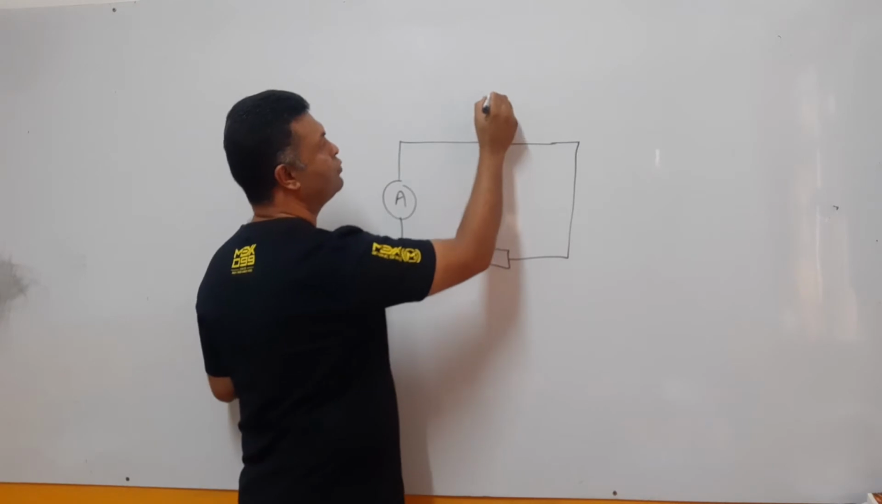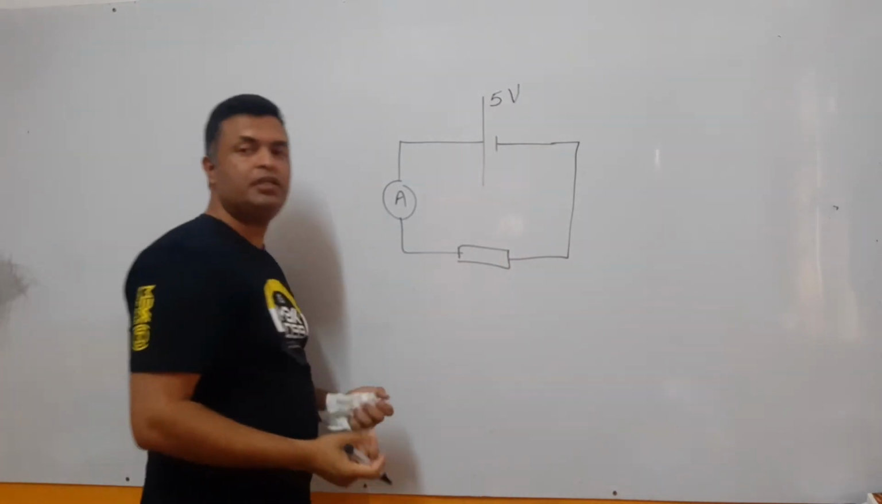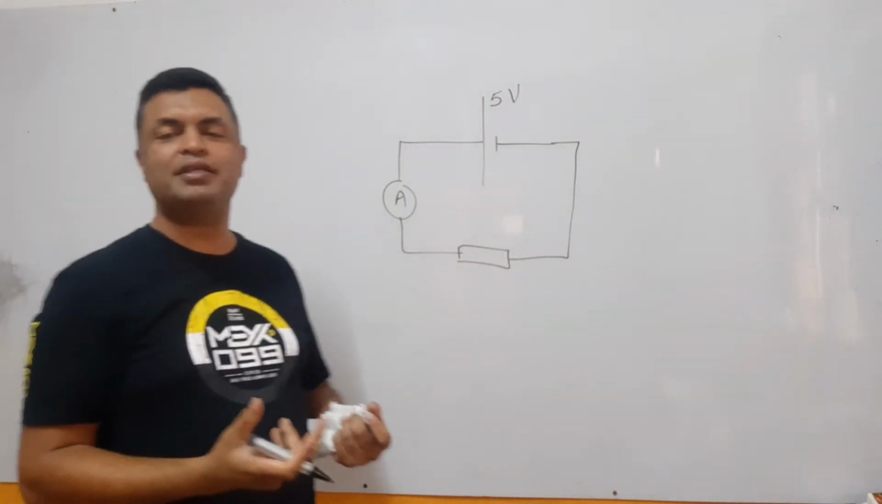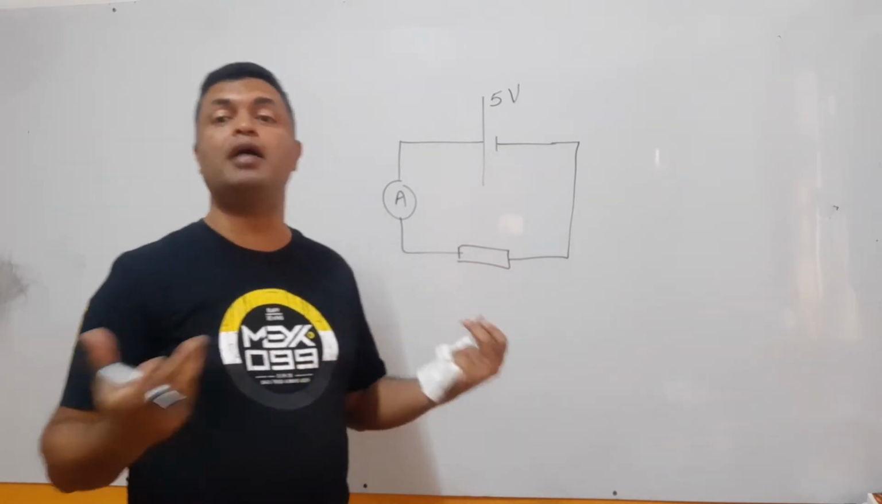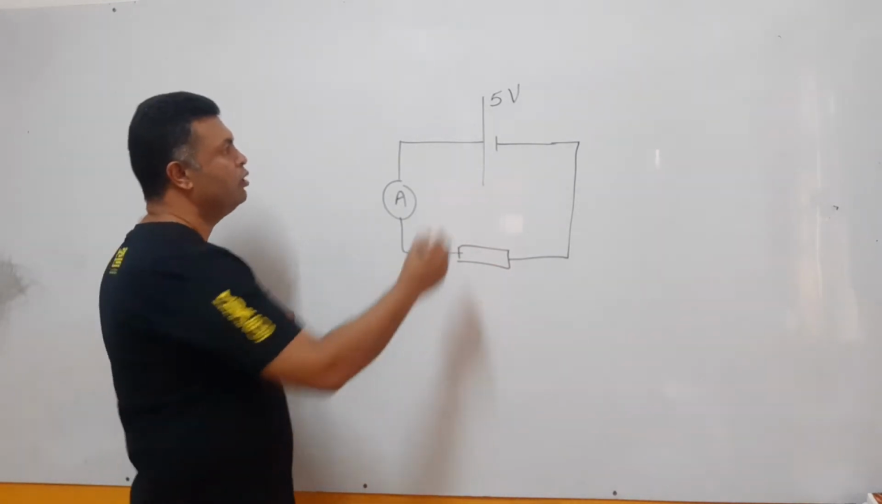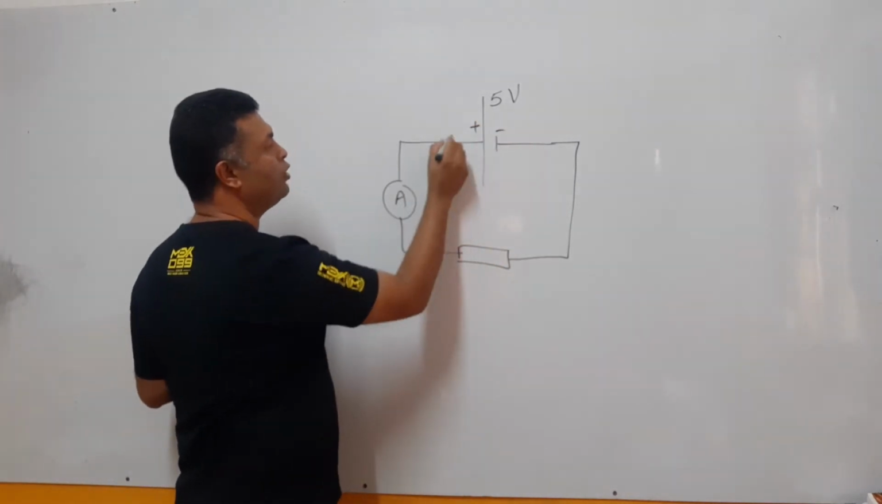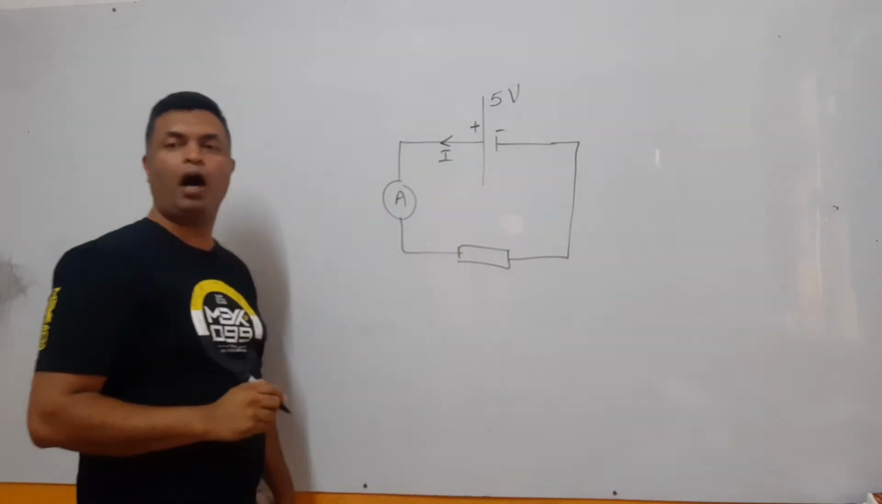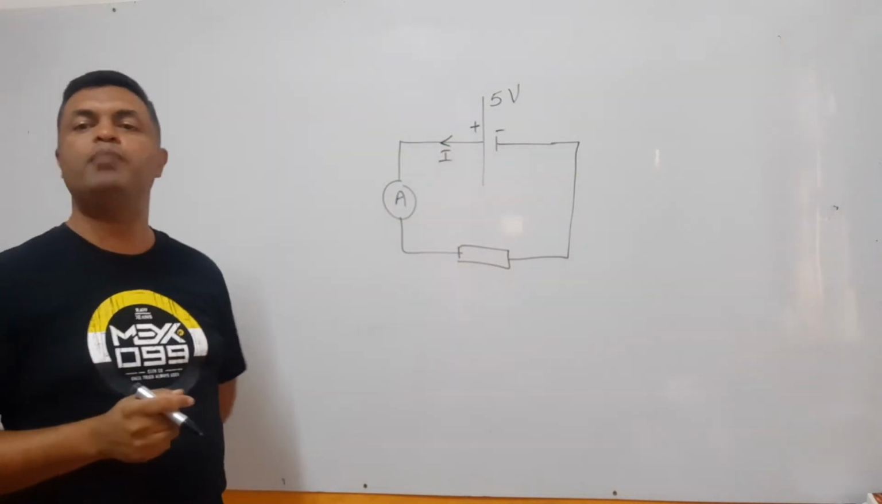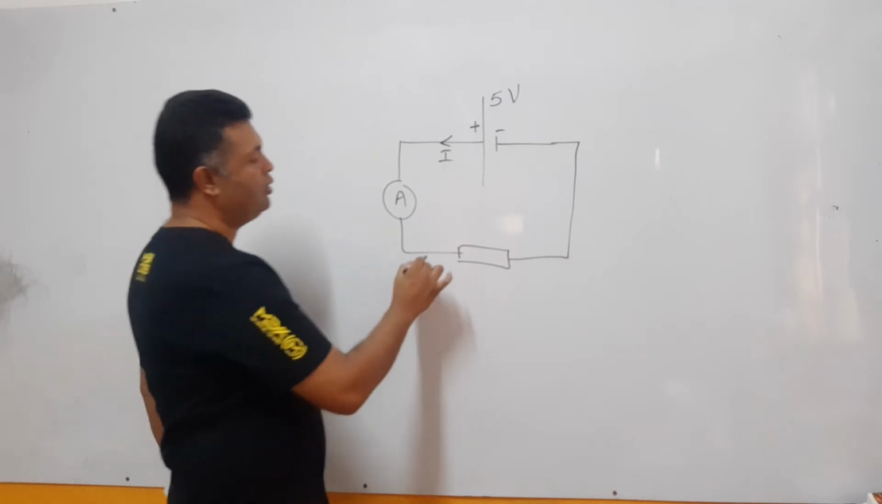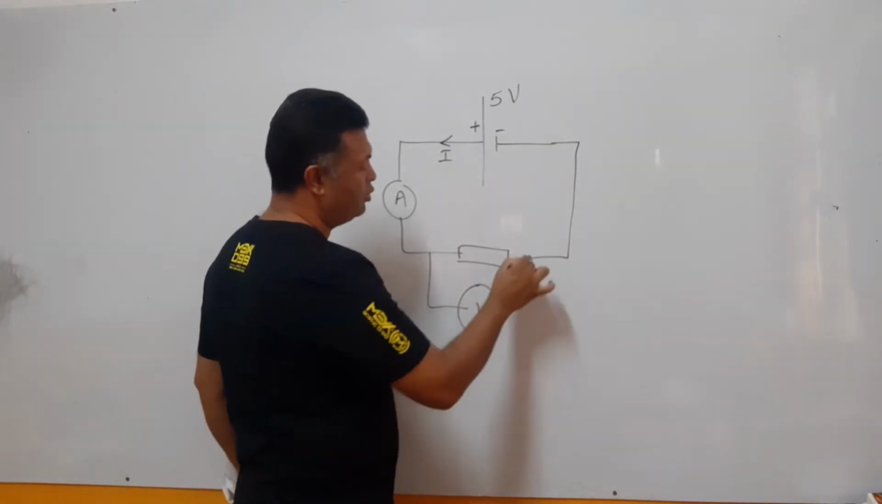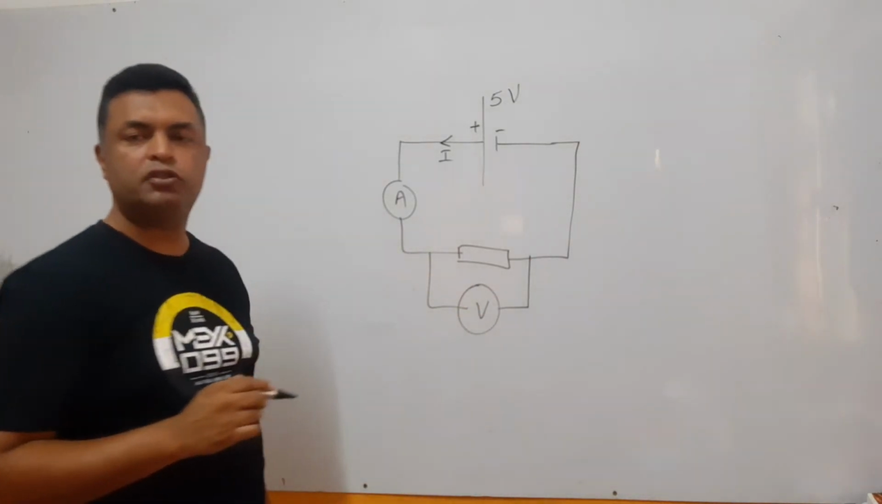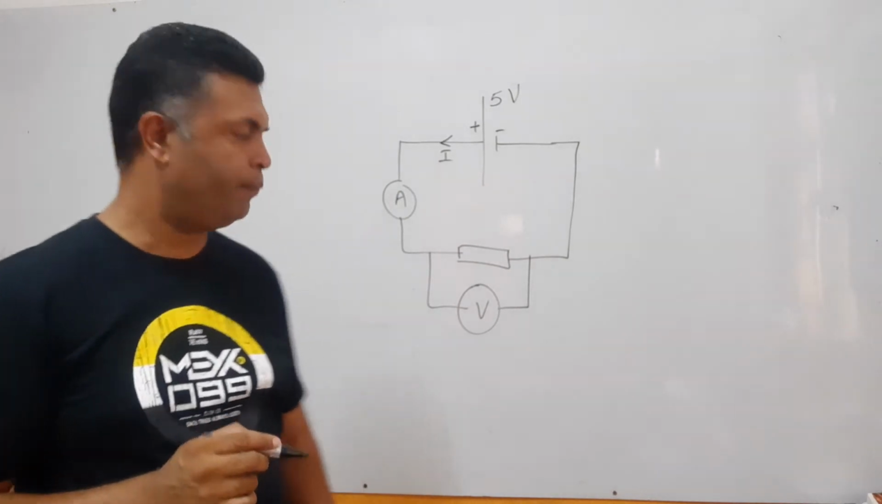Here I have 5 volts. It is the EMF. The battery has an EMF. Here it is the cell. The cell has an EMF of 5 volts. Positive here, negative here, current flows here. Let the current be I. The ammeter will be measuring the current. And here I can place a voltmeter to measure the voltage across the resistor.